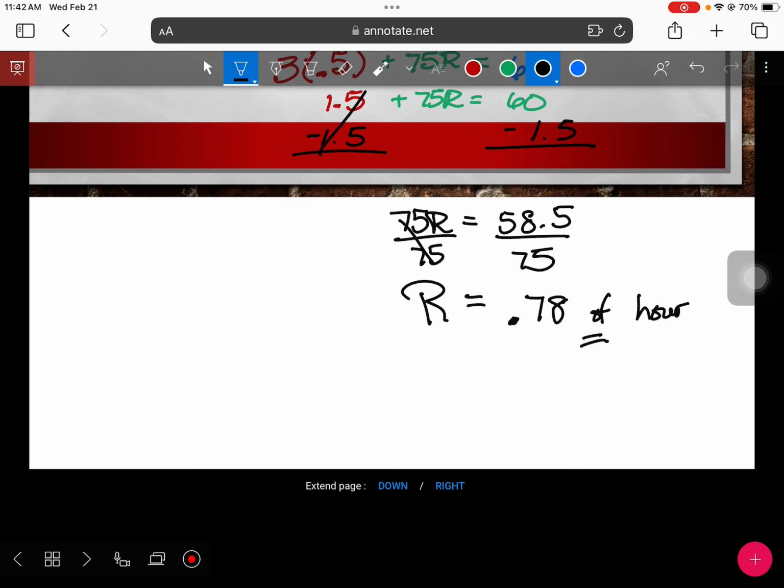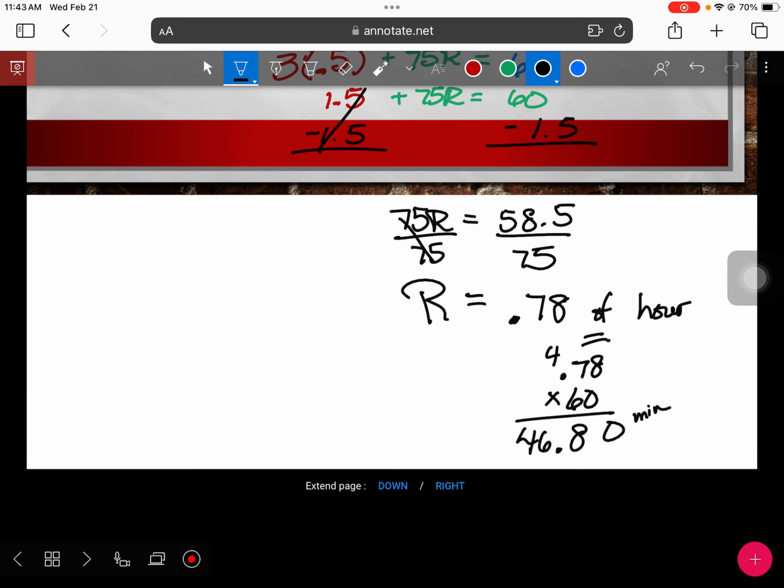What does this word of mean? What operation does that usually imply? Multiplication. So you're going to take 0.78 times 60, and you are going to get 46.8 what? Minutes.